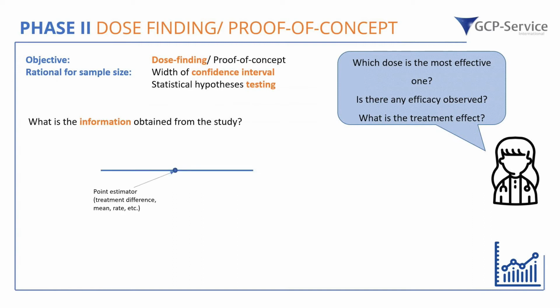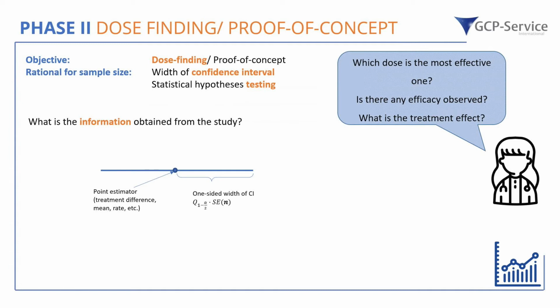And therefore we always have the point estimator. This could be, for example, the treatment effect, or when we have just one arm, we could also look at the rate. And then this is just the point, and then we construct the interval around our point estimator. This is called the confidence interval. And the width of this confidence interval is based on a quantile and the standard error.